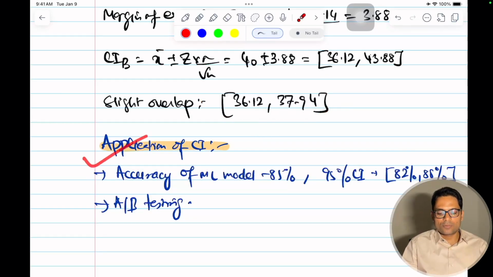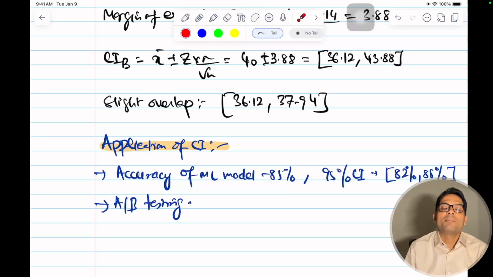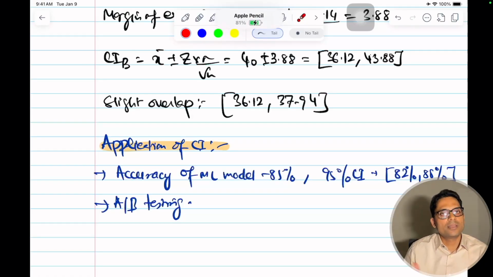And then we saw applications of confidence intervals, where we use them to report the accuracy of ML models. Instead of one point estimate, we give a confidence interval. Plus in A/B testing, where we are testing multiple versions of a product, we use confidence intervals to compare the means of how the versions are performing. I hope this is clear.